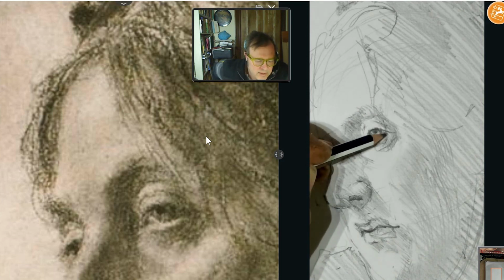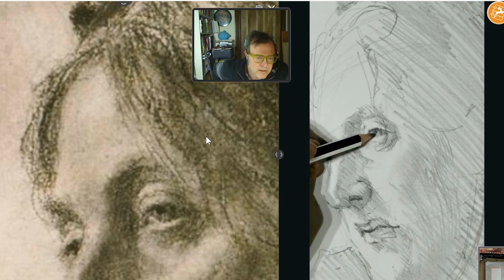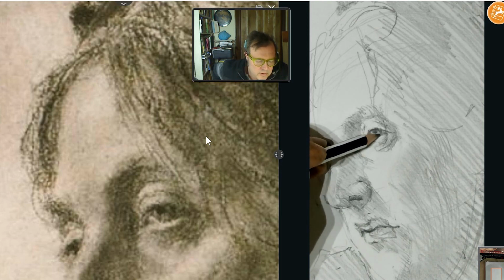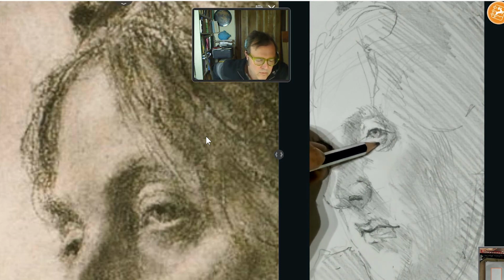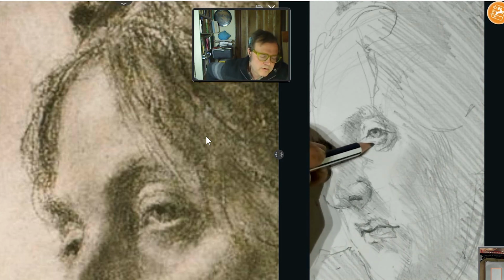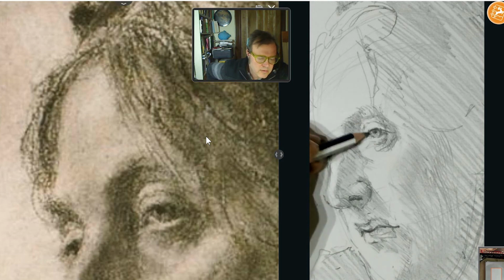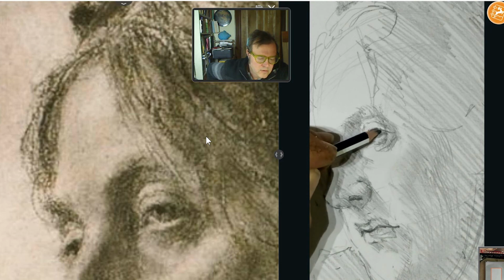Notice the main light in this area is not the white of the eye at all. It is actually this little shelf of eyelid below the eye. Very important to get your main light here, hand up here, and really subdue the lights on the eye itself.